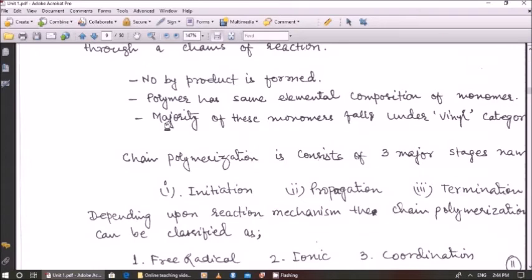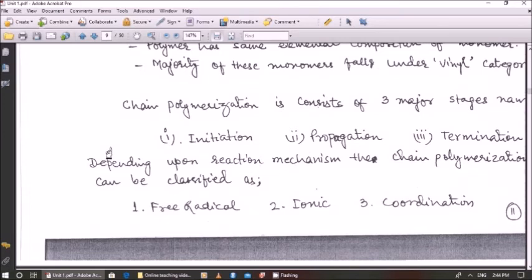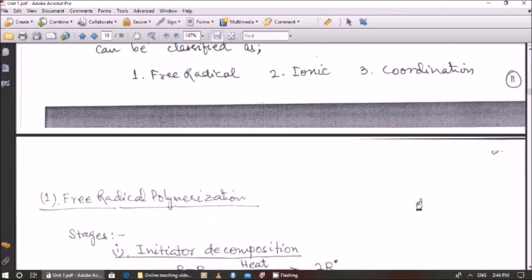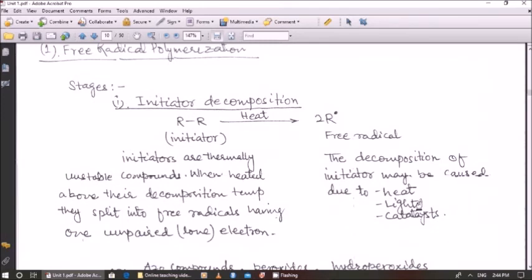Okay. Third, the majority of these monomers fall under the category of vinyl monomers, and chain polymerization consists of three major steps, namely initiation, propagation and termination. Depending upon the reaction mechanism, chain polymerization can be classified as free radical chain polymerization, ionic chain polymerization and coordination polymerization. So we will see the free radical polymerization reaction.